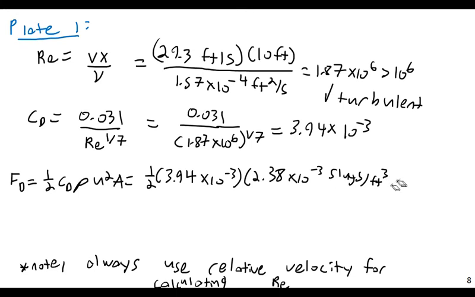Times the relative velocity of 29.3 feet per second squared, times the A of 100 feet squared. And I get a drag force that comes to 0.40 pounds. Or just 0.4 pounds, not 0.04. So 0.4 pounds.